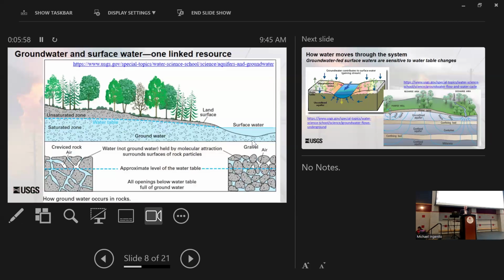So, back to this concept of groundwater and surface water resources on Long Island being one linked resource. I hunted around a bit to find a nice graphic that really brought it home that our surface water features on Long Island are really just examples of where land surface dips below the water table. And so you now have a window into that aquifer system.